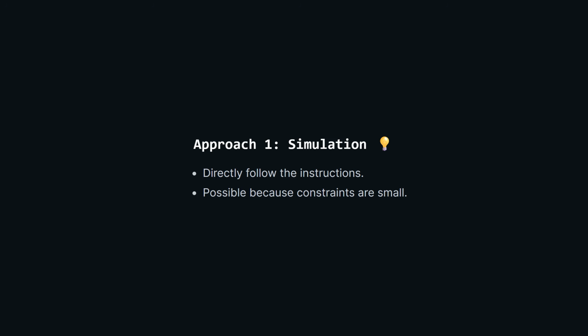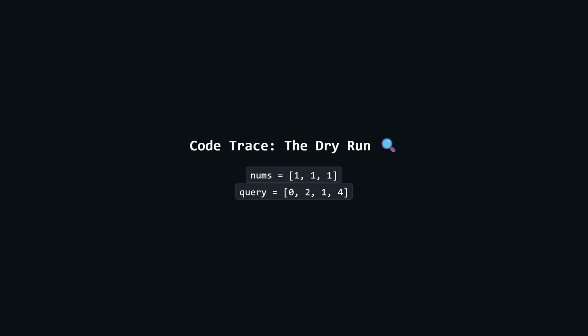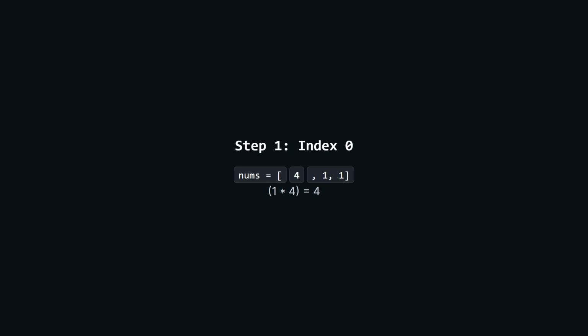Okay, so how do we solve it? Well, because the constraints for this specific problem are relatively small, the best way is to actually just simulate the process exactly as the rules described. To see simulation in action, let's do a quick dry run using the first example from the problem description. We start at index 0, take the number 1, multiply it by our value of 4, and update the array.